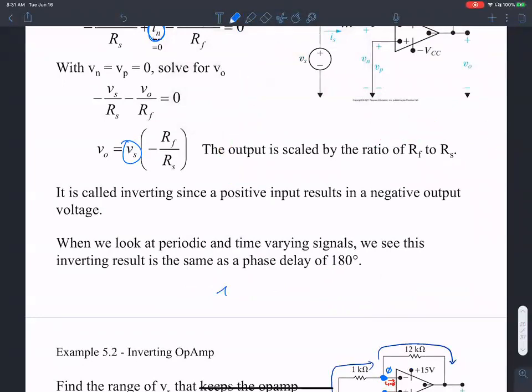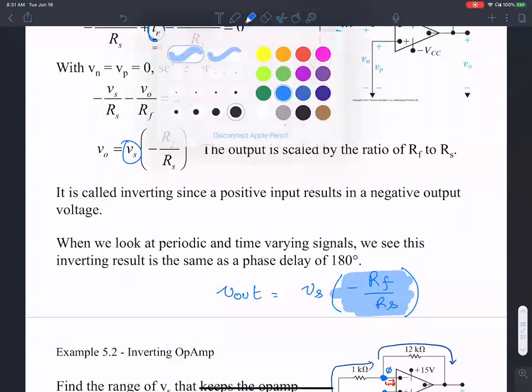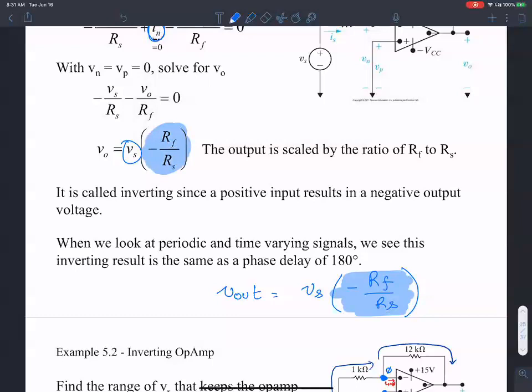Okay, so the result is, once I do that, V output is V input times this ratio Rf over Rs. Okay, this ratio Rf over Rs is called the closed loop gain. Okay, let me highlight that right over here. Okay, this guy, negative Rf over Rs, is called the closed loop gain of the inverting amplifier.